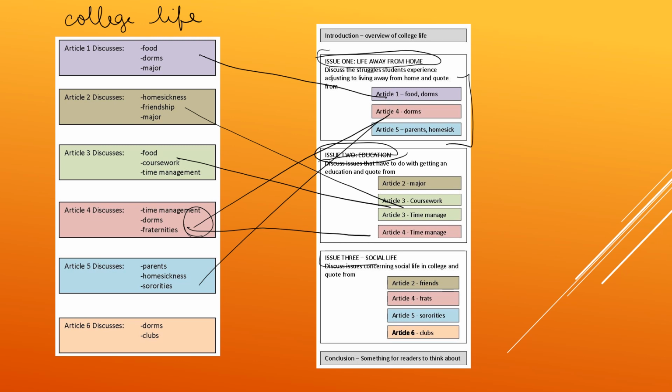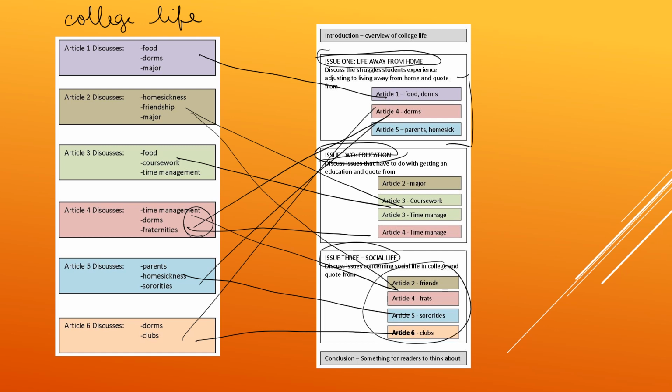And then my third one is social life, and I would pull from these articles. So I talk about friends and fraternities and sororities, and then joining clubs. So this one also talks about dorms, so I could pull that one in here as well if I wanted to. So you can see how I'm pulling from multiple sources to discuss one topic.